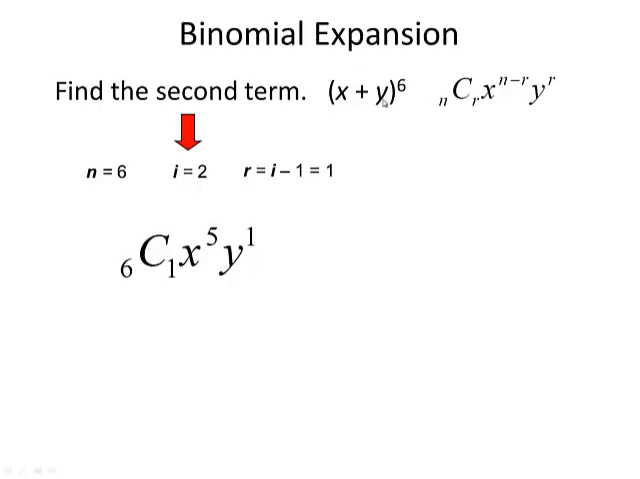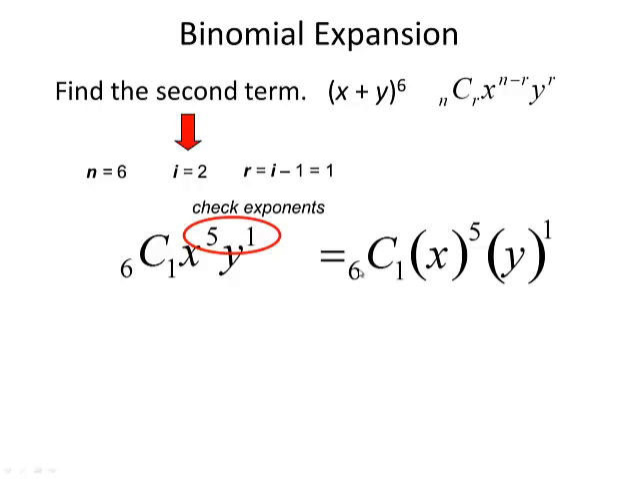And since this is x and y, and they're both positive, there's nothing to do here. Double check my exponents, they make 6. And we have 6c1. 6c1 we know is 6. So the answer is 6x to the 5th, y to the 1.